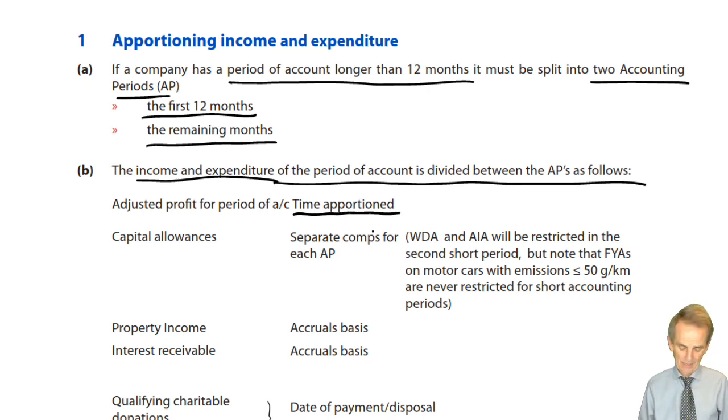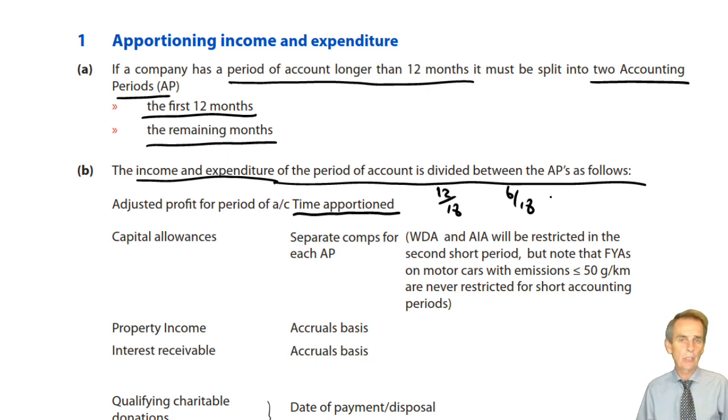Well, very simple. It would be time apportioned. So you've got your adjusted profit for an 18-month period. So you take 12/18 and 6/18 into your two separate corporate tax computations, your two accounting periods.